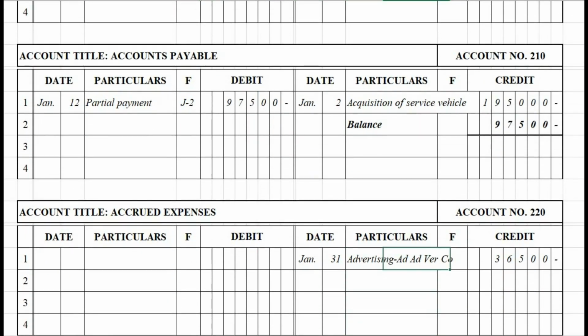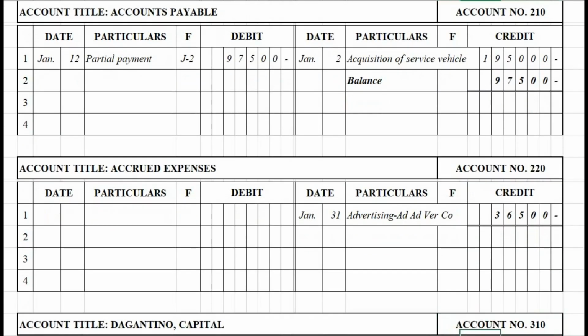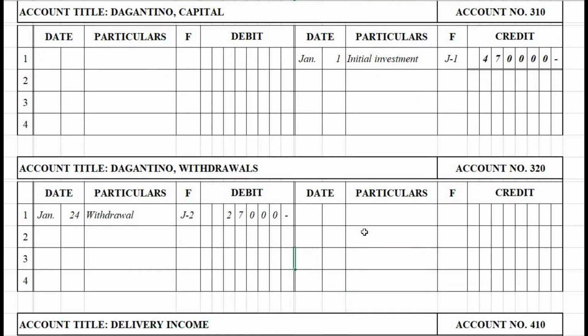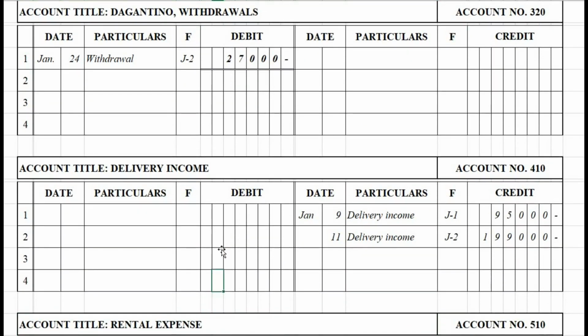Then your accrued expense, only one entry, so we just bold it and double rule. And then, what else? Your Agantino capital, also only one entry, so we just double rule. Withdrawals, only one amount also, so we just bold it and double rule. So for the manual way, what you can do is just place a double rule, since you cannot bold what you write.